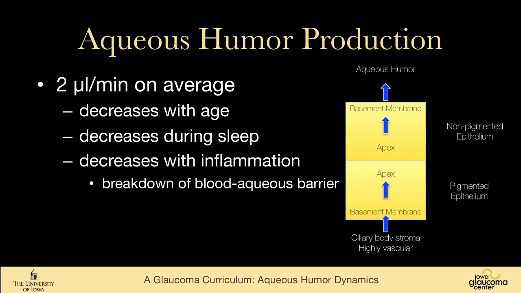On average, aqueous production is around 2 microliters per minute. This goes down as we age. It decreases as we sleep. Inflammation decreases it as we break down the blood-aqueous barrier.